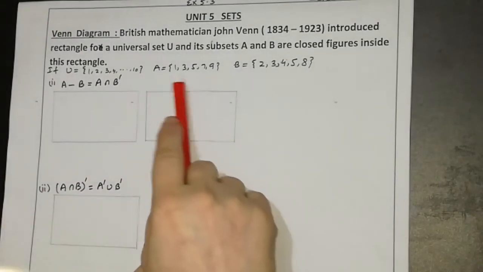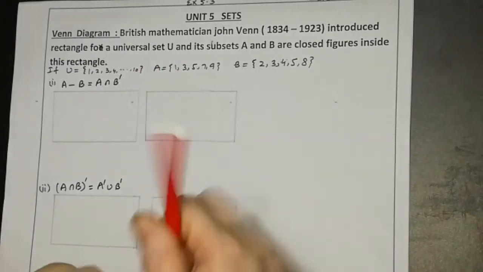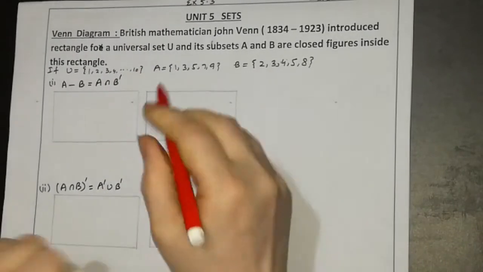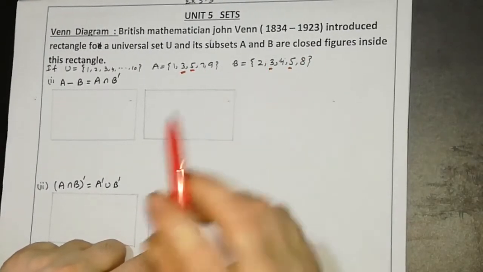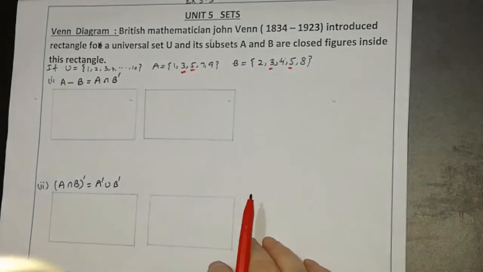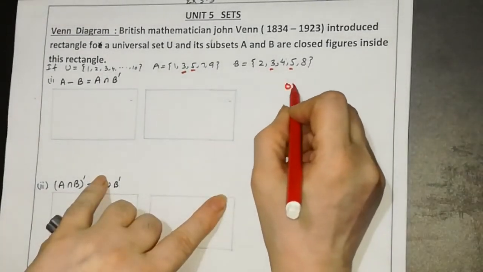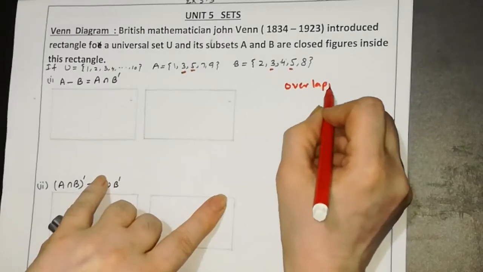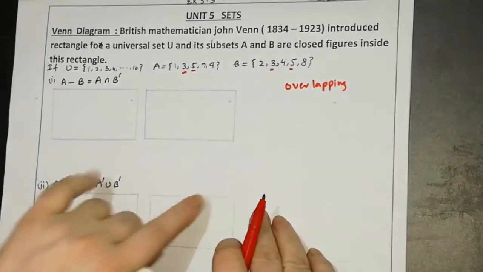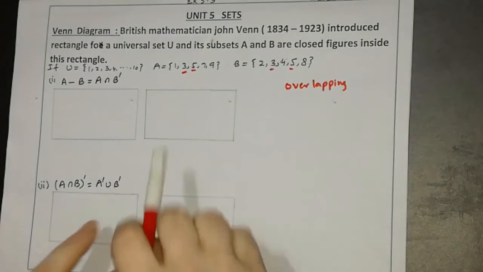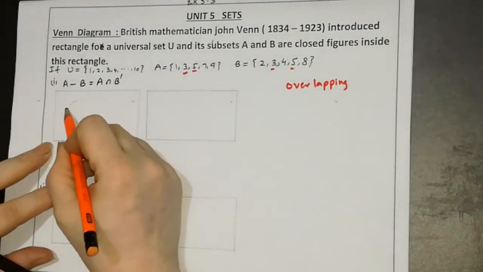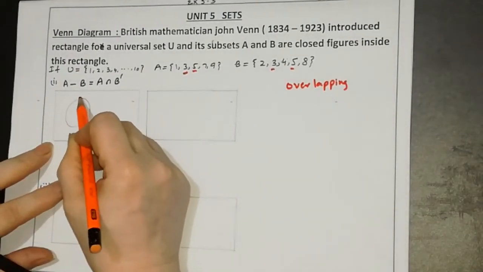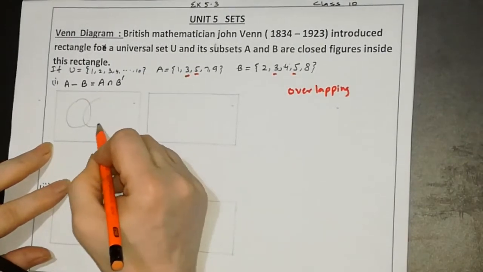Now look, in A and B, what are the common elements? 3 is common. Look at this, 3 is common. And 5 is also common in it. So it means that this is an overlapping set. So what type of set is this? This is an overlapping set. So we use the overlapping diagram, because A is not a subset of B and they are not disjoint. So for A and B, this is now A and this is now B.